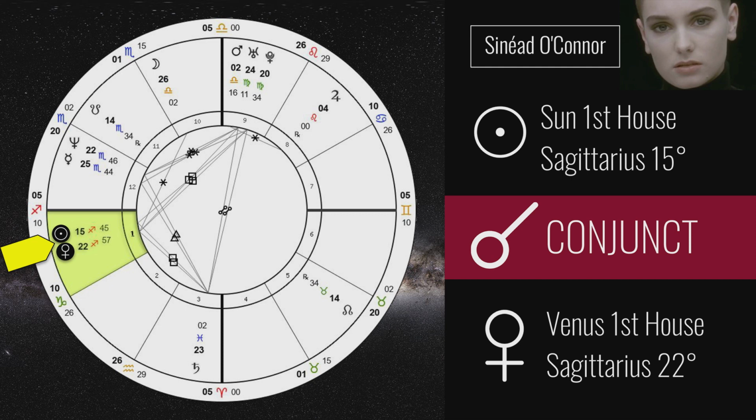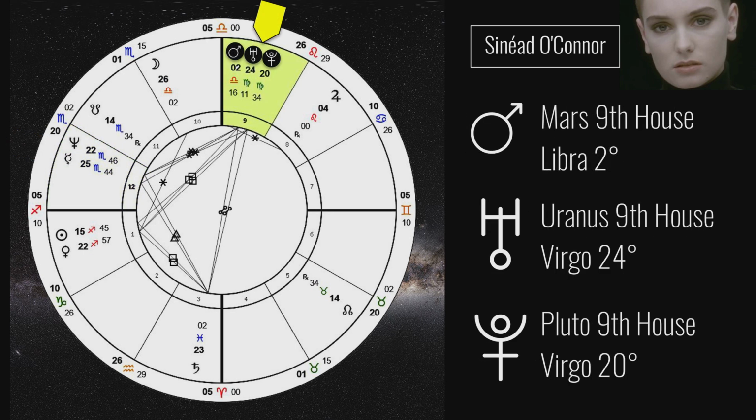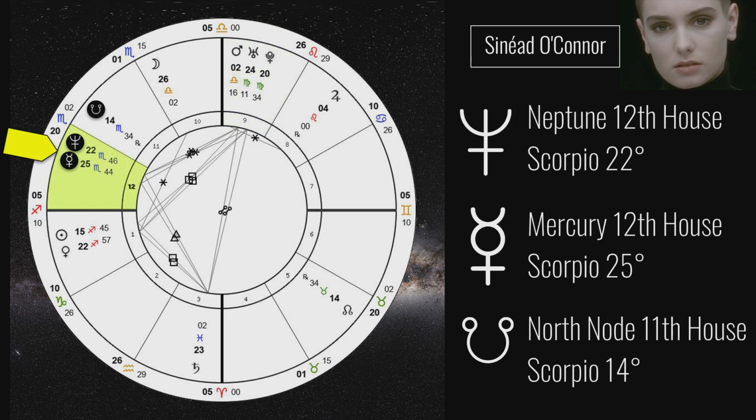So here in Sinead O'Connor's chart, you see a number of conjunctions. You see over in the first house, the sun and Venus are conjunct. In her 12th house, you have Mercury, Neptune, and the South Node conjunct. And then over at the top of her chart, you have Mars, Uranus, and Pluto conjunct. So I guess Mars and Uranus are conjunct, and Uranus is also conjunct Pluto, if you're allowing 10 degrees. And then over in her 12th house, the South Node would be conjunct Neptune. It's within 10 degrees. And then Neptune would also be conjunct Mercury.